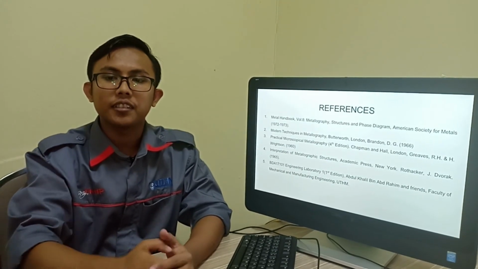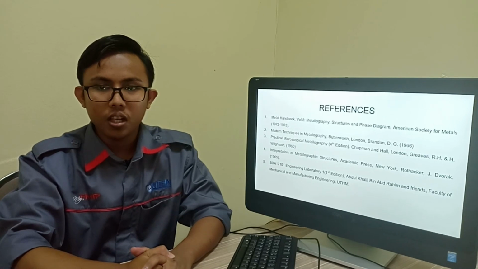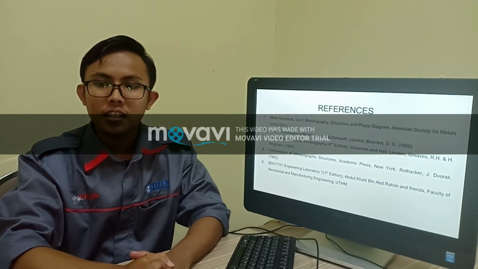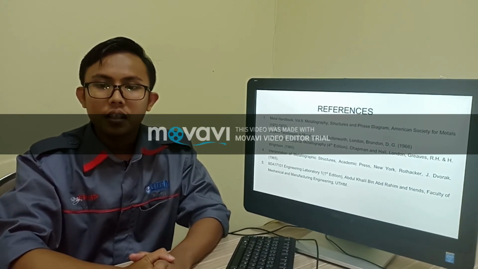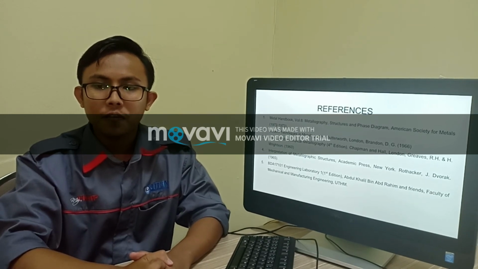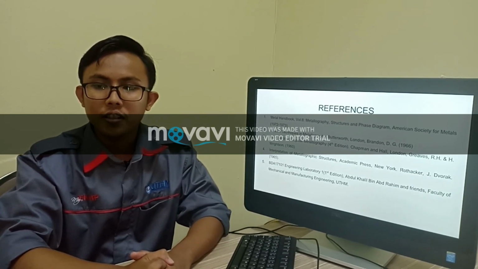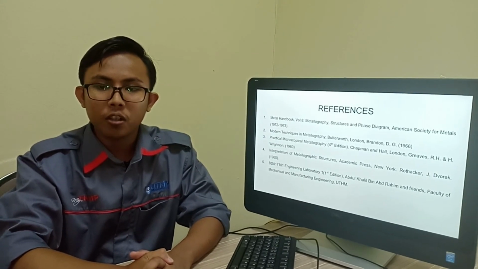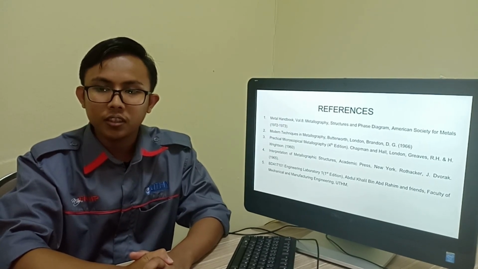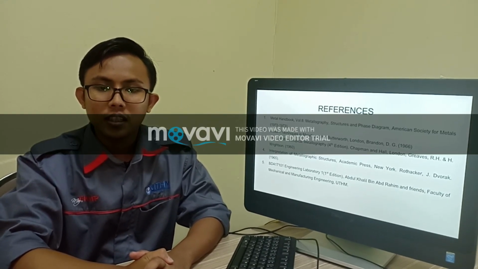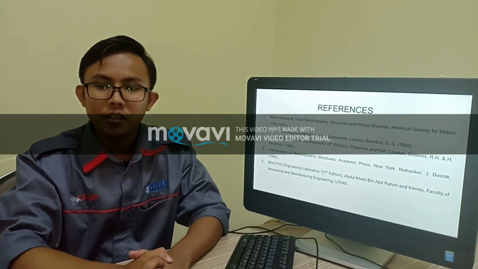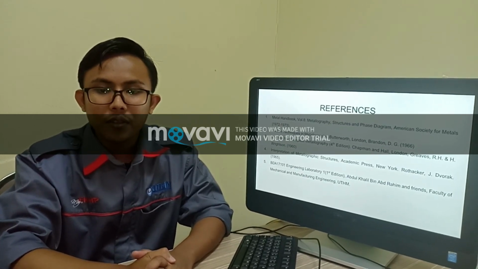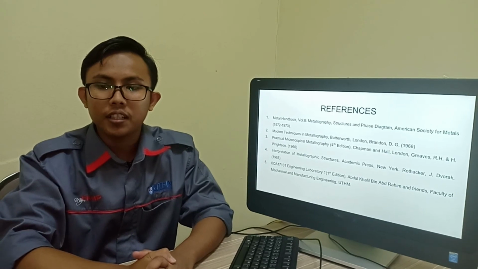And the last, references. First reference, we took Metals Handbook, Volume 8, Metallography, Structures and Phase Diagrams. Second is Modern Techniques in Metallography, Butterworth, London, 1966. Third is Practical Microscopical Metallography, 4th edition. Fourth is Interpretation of Metallographic Structures, Academic Press. Fifth is BDA 1701 Engineering Laboratory, 1st edition.